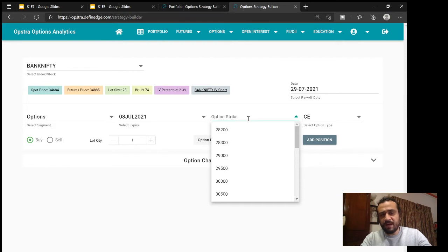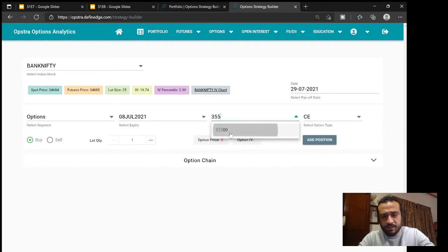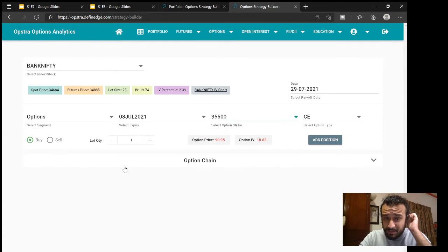Let's say you want to buy a call option. Let me say the 35,500 call option. So about 600 points away, so about 1.5% away, 1.5 to 1.7% away, and I say buy or sell. I want to buy. So I say buy and I say add position.